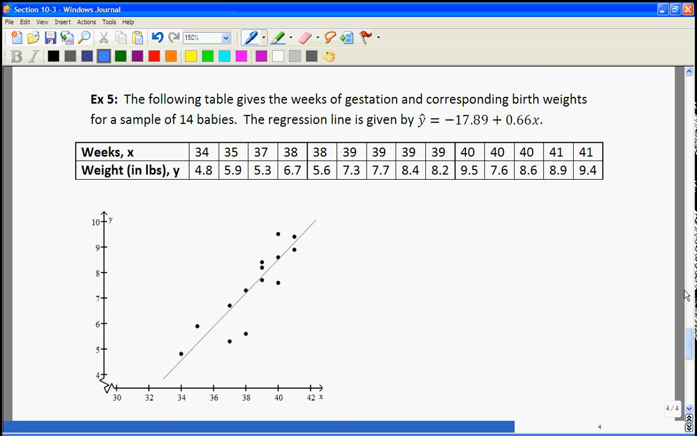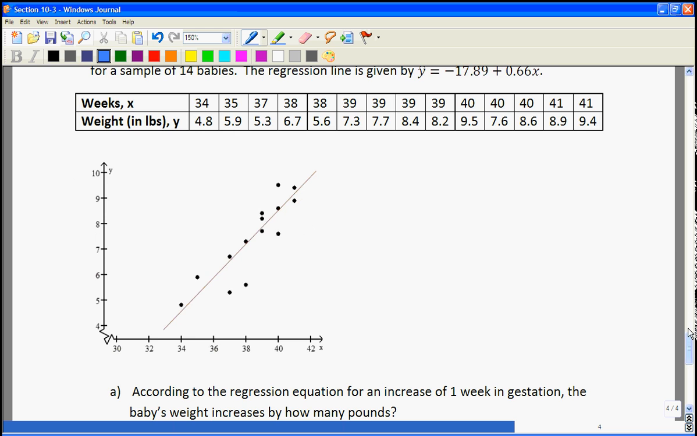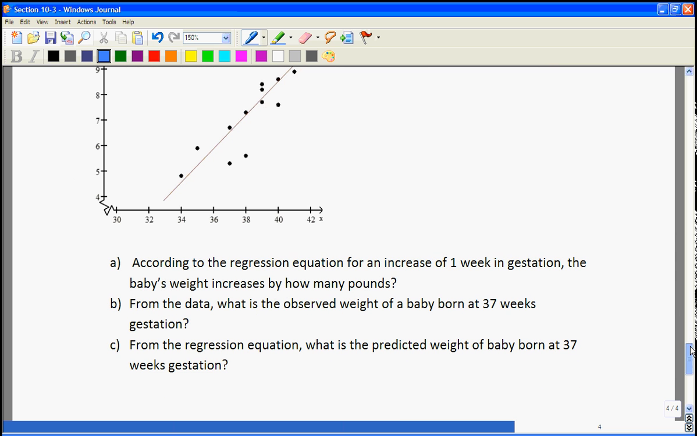The following table gives the weeks of gestation and corresponding birth weights for a sample of 14 babies. The regression line is given by y hat equal to negative 17.89 plus 0.66x. So all that data there, somebody else did the work and they found b naught and b sub 1 and they put it all together, and that's the regression equation that they got. We even have a scatter plot and the regression line is already drawn. So with that information, we're going to take a look at the questions down here.